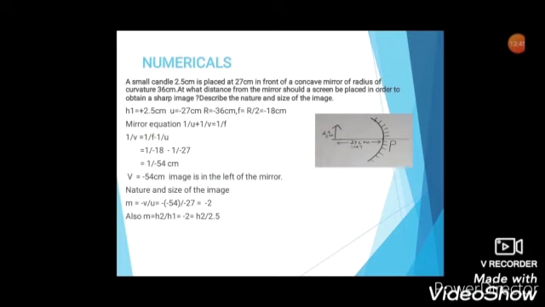And we already know the value of h1, that is your object size or object height. In order to find the size of the image, I should know the size of the image. Only then can I compare it with the object size and say whether the image becomes smaller or enlarged. For that I use the formula m is equal to h2 by h1. This is again the second formula for the magnification.